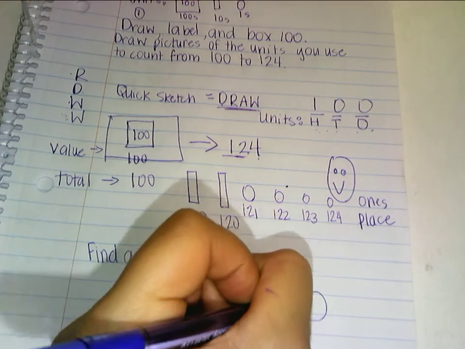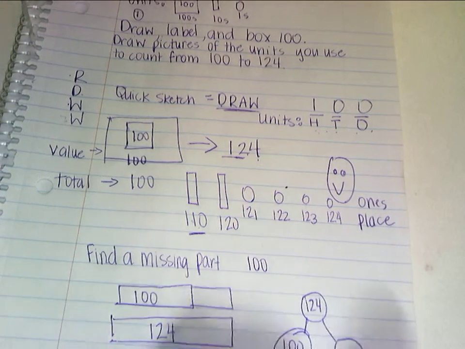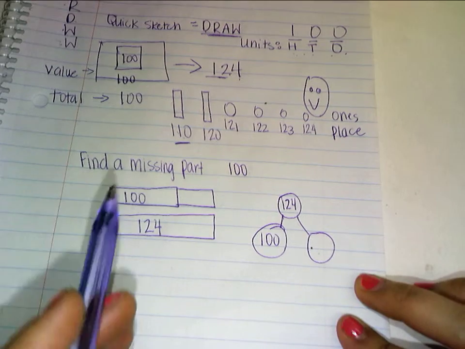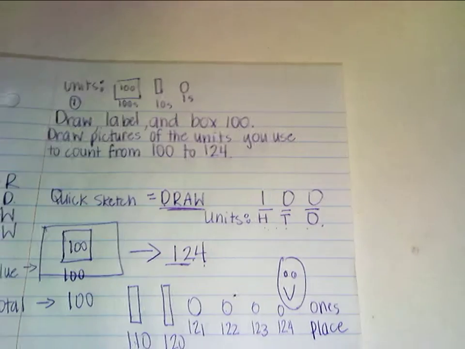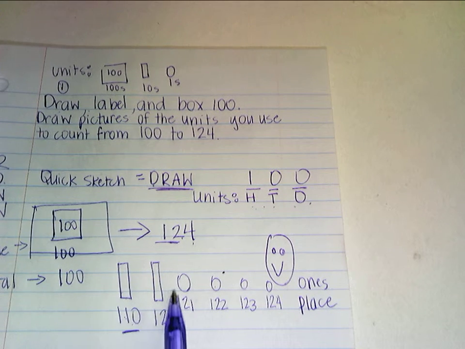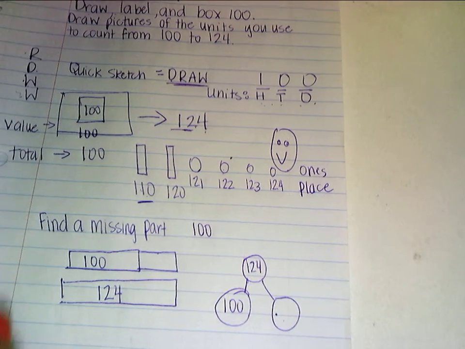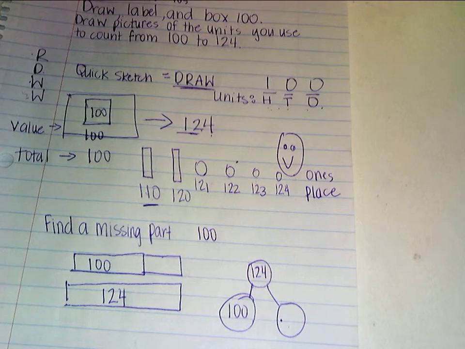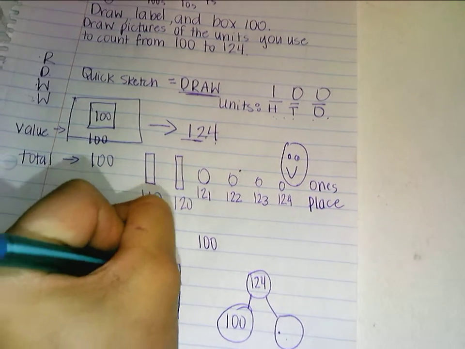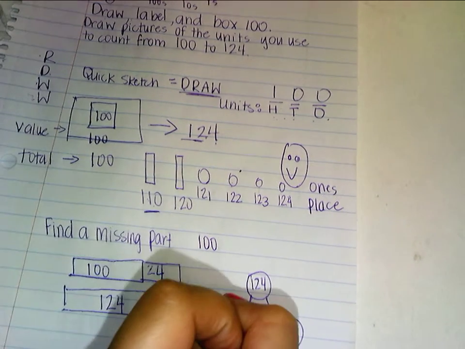Or you can also use a number bond. 124, you had 100, you need more. Oops, sorry, you couldn't see that, okay? So look at your number bond. So now I'm going to count here how many I added on. I have 10, 20, 21, 22, 23, 24. So that missing part right there is 24. Okay, and that's my missing part.